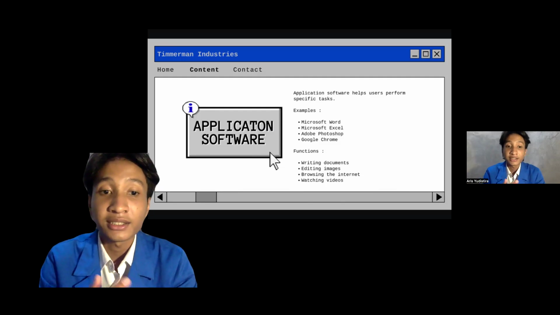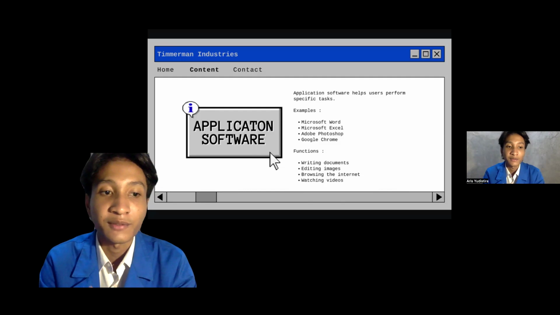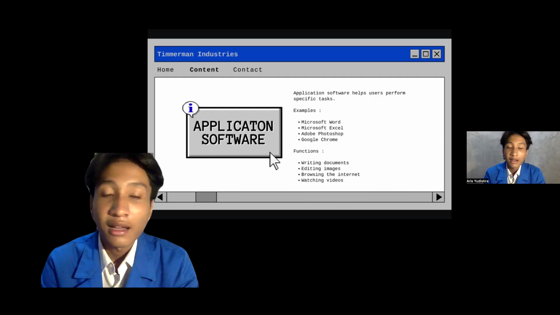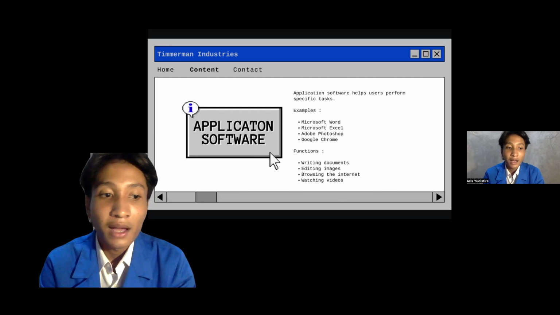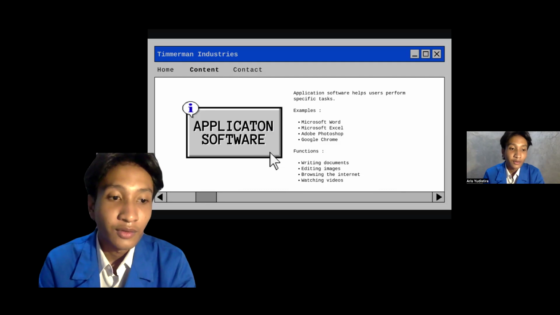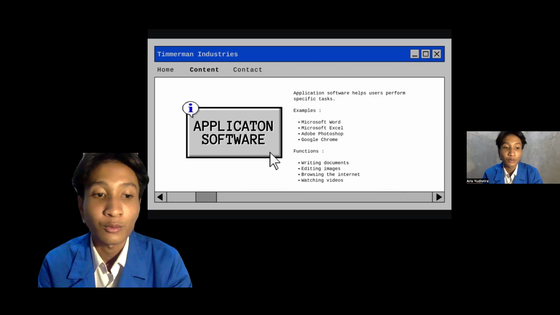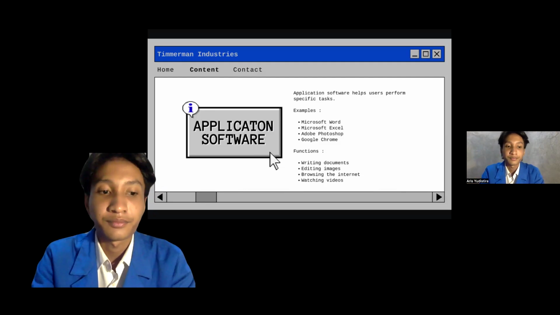Next is application software. Application software helps users perform specific tasks. Examples include Microsoft Word, Microsoft Excel, Adobe Photoshop, and Google Chrome. These applications help with writing, editing, browsing, and entertainment.